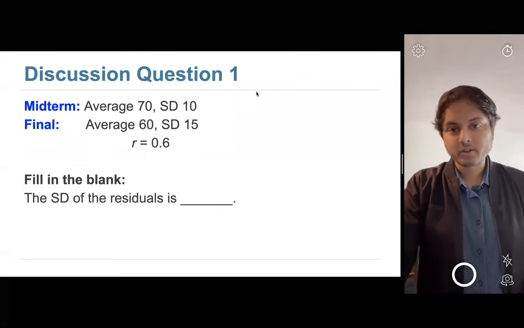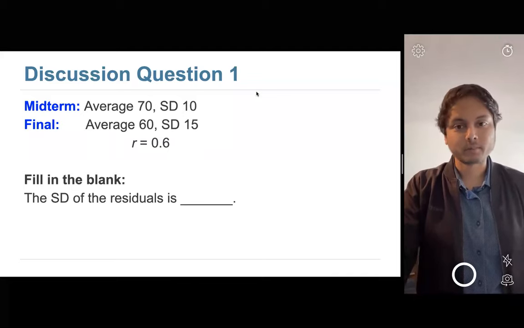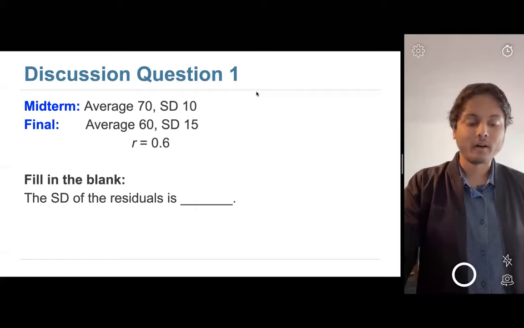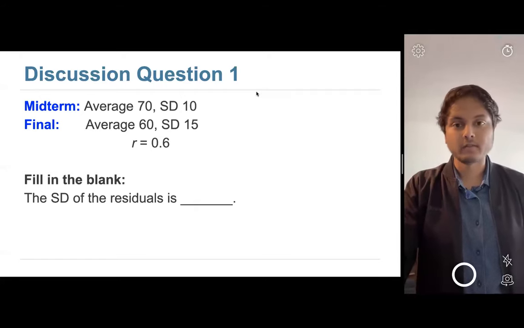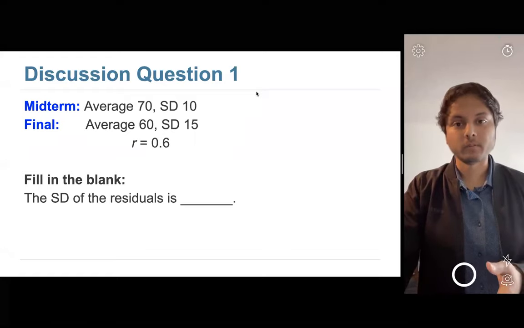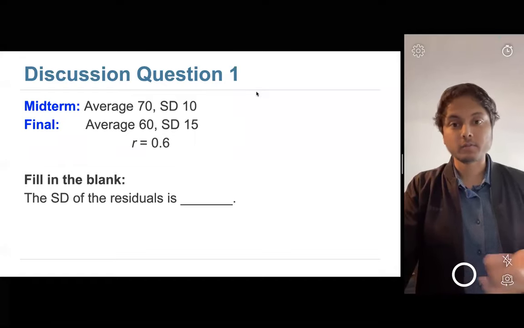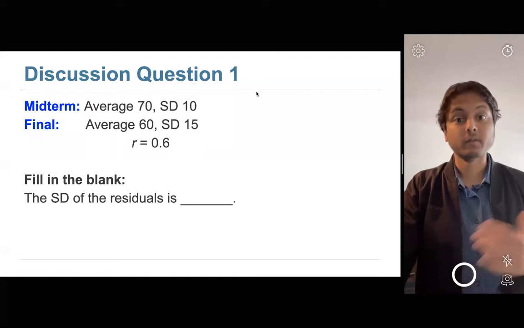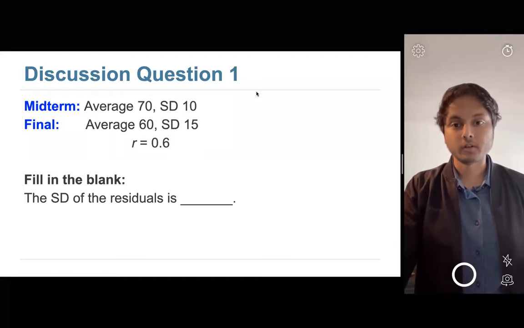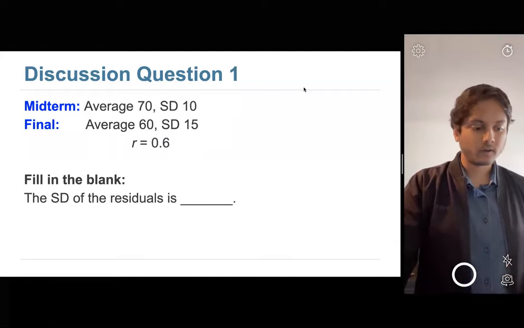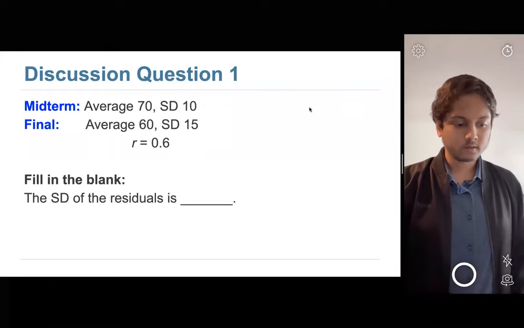So it's kind of large. It means that your regression line probably isn't going to predict it that closely. You could be off by like 12 or more, but it just gives you a sense of how well you can predict the final given the midterm. And if this SD of the residuals was smaller, that means that your prediction does an even better job. It gets even closer to the actual values on average. But it just gives you that sense.